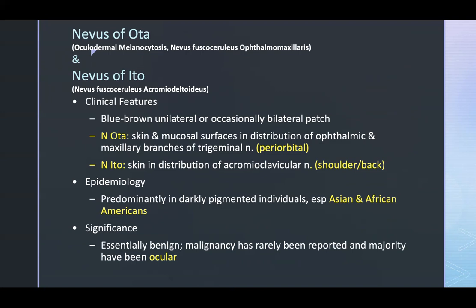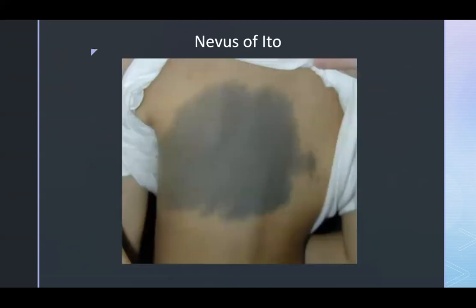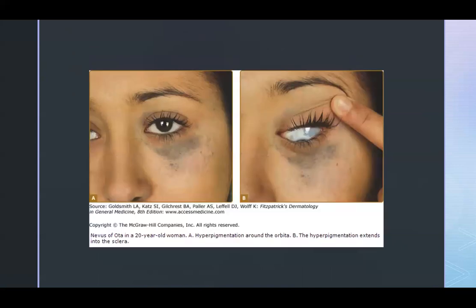Epidemiology: these are predominantly in darkly pigmented individuals, especially Asians and African Americans. The significance is they're essentially benign, but malignancy has rarely been reported, and in the majority of those, it's been associated with the ocular nevus of Ota. Here's an example of the Nevus of Ito clinically. You can see that dark gray to brownish patch. It's very large in the acromiodeltoid region. And the Nevus of Ota in a 20-year-old woman, you can see this hyperpigmentation around the orbit, and that hyperpigmentation can even extend into the sclera.